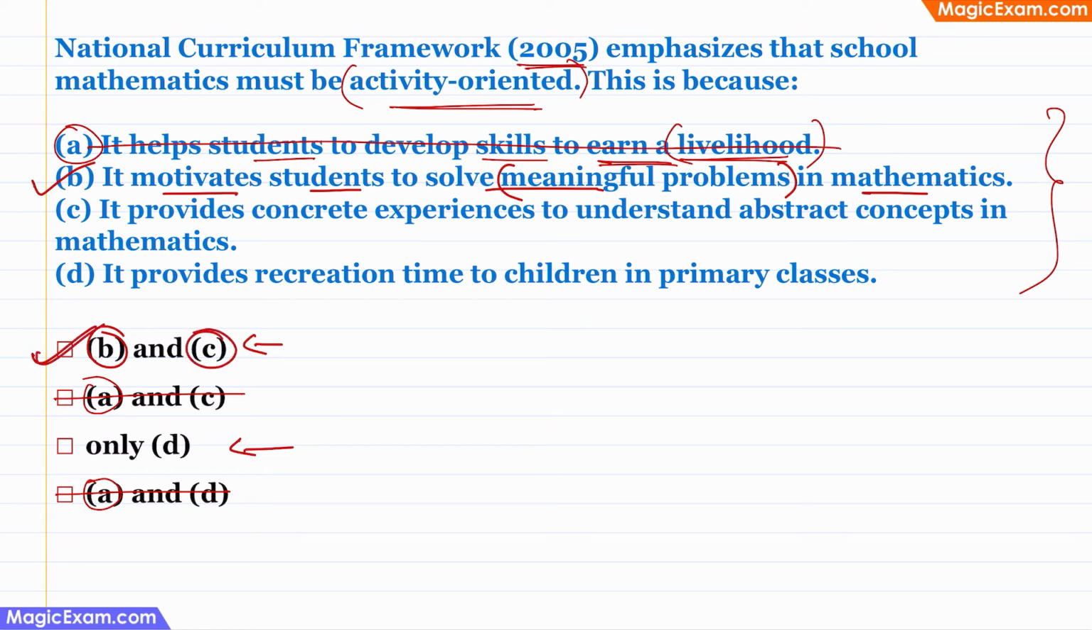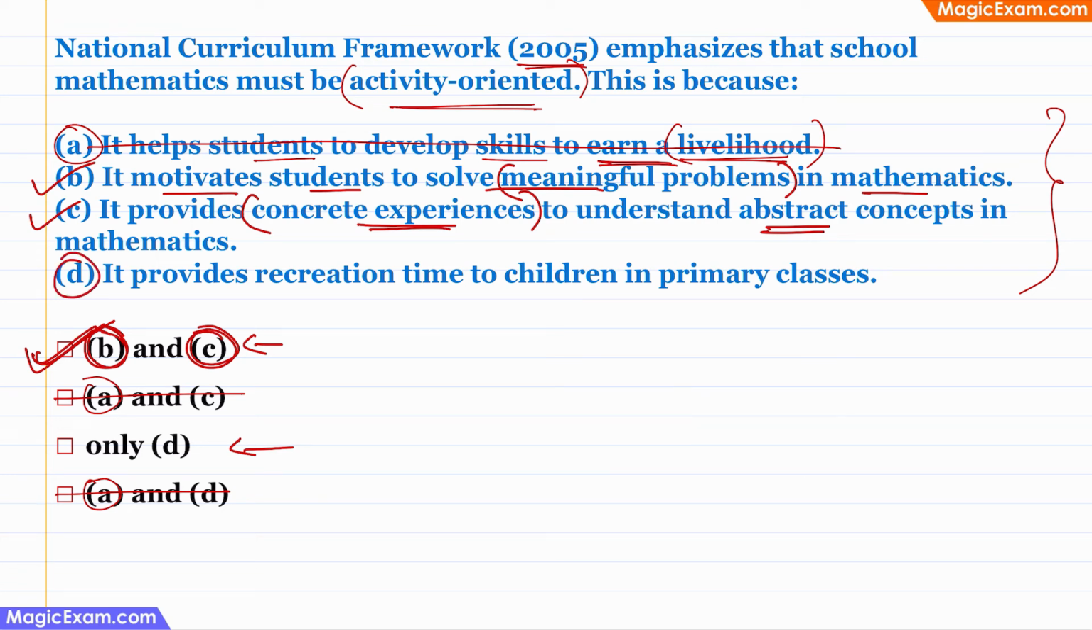Now let us also look at C and see if this is correct. C says it provides concrete experiences to understand abstract concepts in mathematics. This is absolutely correct. If you are teaching about percentages in the classroom, then you teach them how percentages work in real life, right? How interest is calculated by banks, how you get interest on fixed deposits, or how you pay interest on loans. So this abstract concept of percentage can be converted into a concrete real life example. Therefore, C is also correct. Therefore, B and C both are correct. So option 1 is the correct answer.